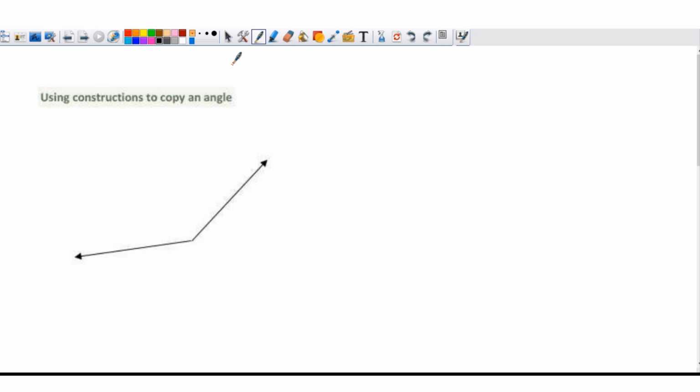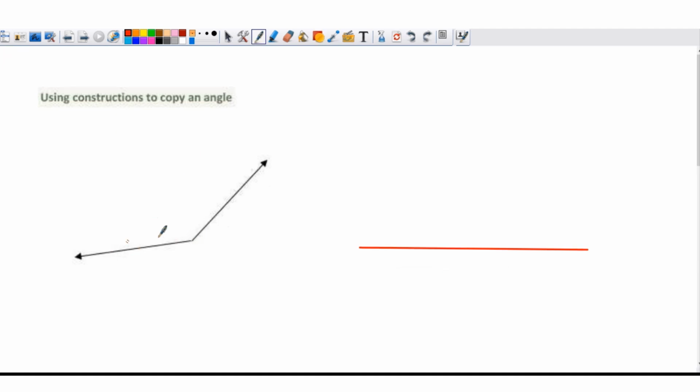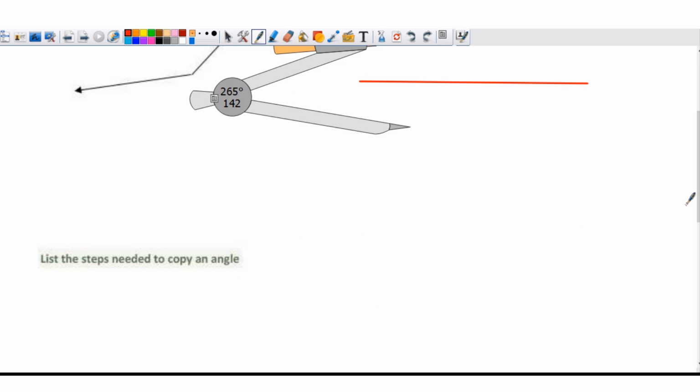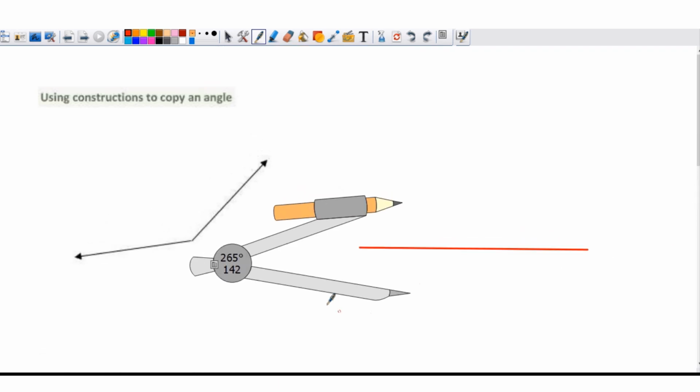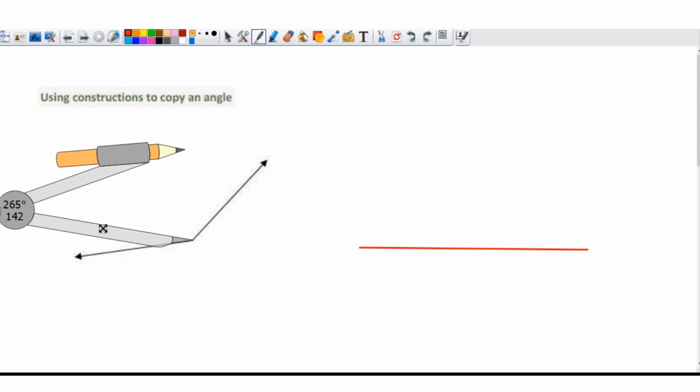So we are going to copy an angle now. First thing we're going to do is take our straight edge and draw a line, any line. Okay, so here's my line. This line is going to represent half of our angle. So here's half of our angle. Okay, next thing we need to do is take our compass and draw an arc through both sides of our angle, just like we did with the angle bisector.